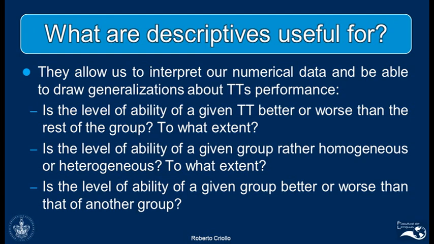Number 1, is the level of ability of a given test taker better or worse than the rest of the group? And if so, to what extent? Secondly, is the level of ability of a given group rather homogeneous or heterogeneous? And then again, to what extent? The third question that we can answer with descriptive statistics is the following. Is the level of ability of a given group better or worse than that of another group? So we can draw comparisons between individuals and between groups of test takers.